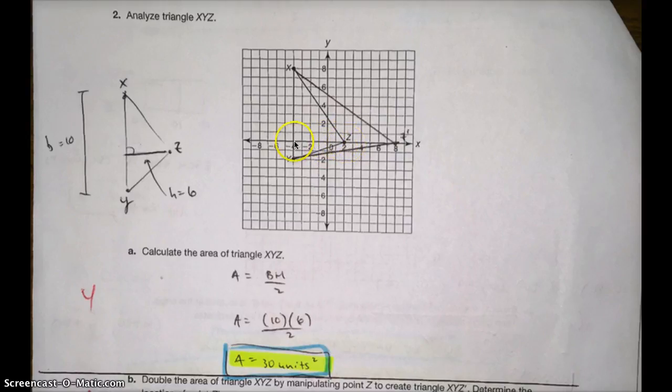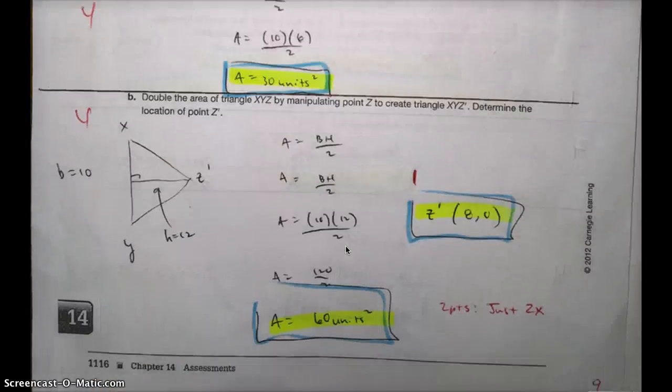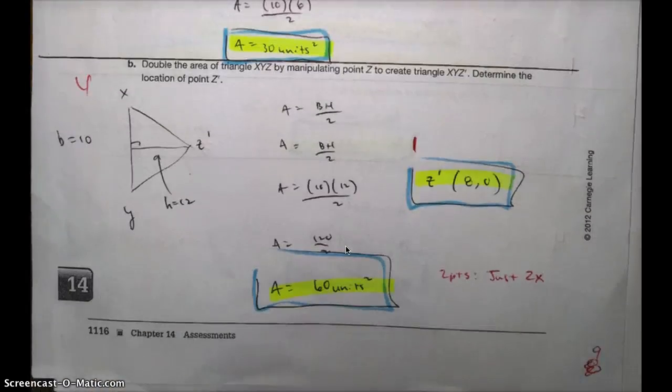So here, I called this on the x-axis my height. The reason why this is called the height is because it's perpendicular, and then the base is just here, you just count them, that's 10. The area of a triangle, to add to your formula sheet, area equals base times height divided by 2. So 10 times 6 is 60, and 60 divided by 2 is 30. Triangle XYZ is 30 units squared.